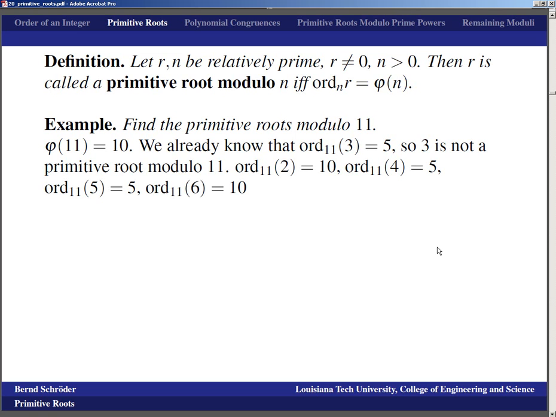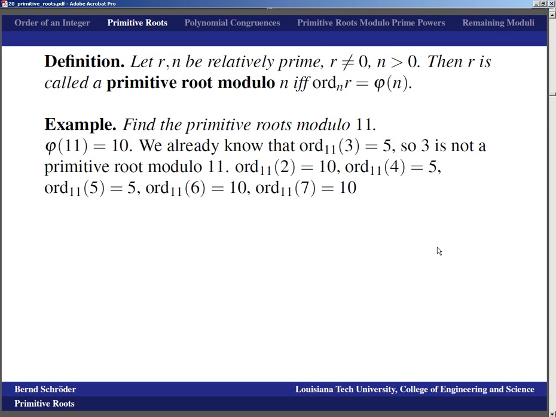Let's see, 6 times 6 is 36, which is 3. Times 6 is 18, which is 7. Times 6 is 42, which is 9. Times 6 is 54, which is not 1. And again we have 6 to the 5th not being 1 yet, so that means that the order must be 10. The order of 7 is 10.